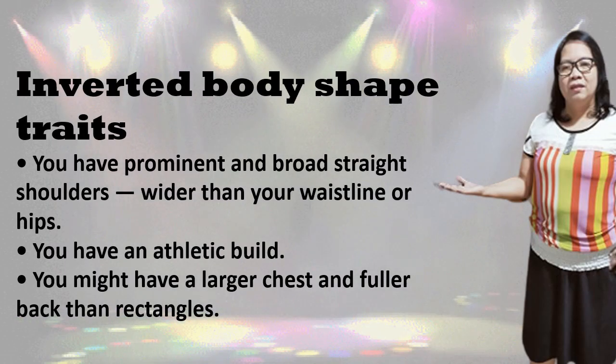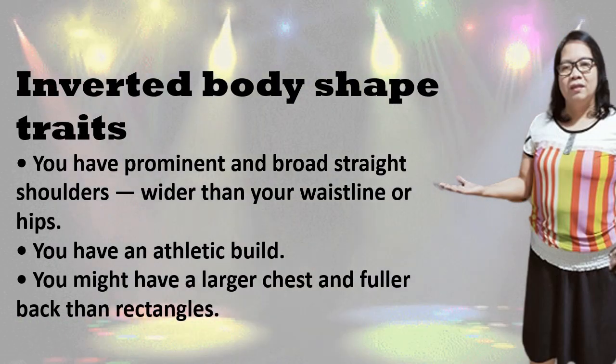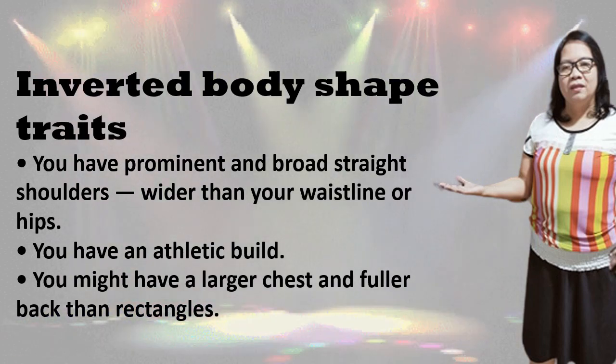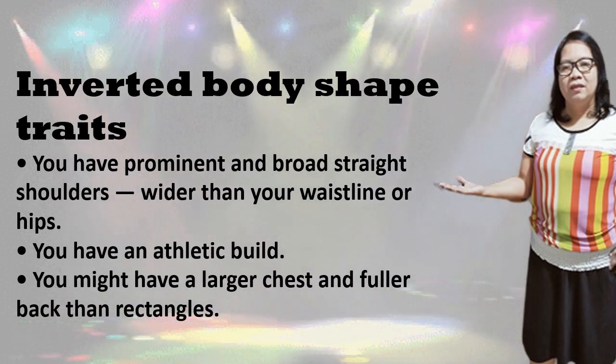Inverted body shape traits. You have prominent and broad straight shoulders, wider than your waistline or hips. You have an athletic build. You might have a larger chest and fuller back than rectangles.